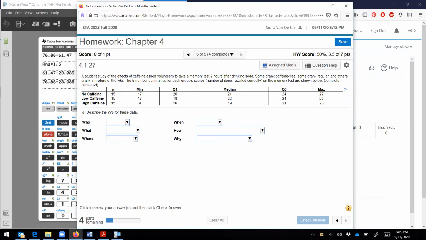A student's study of the effects of caffeine asked volunteers to take a memory test 2 hours after drinking a soda. Some drink caffeine-free, some drink regular, and others drink a mixture of the two. The 5 number summaries for each group's scores are shown below. Describe the W's. Our who: the volunteers were who was asked. What: they were asked to take a memory test.